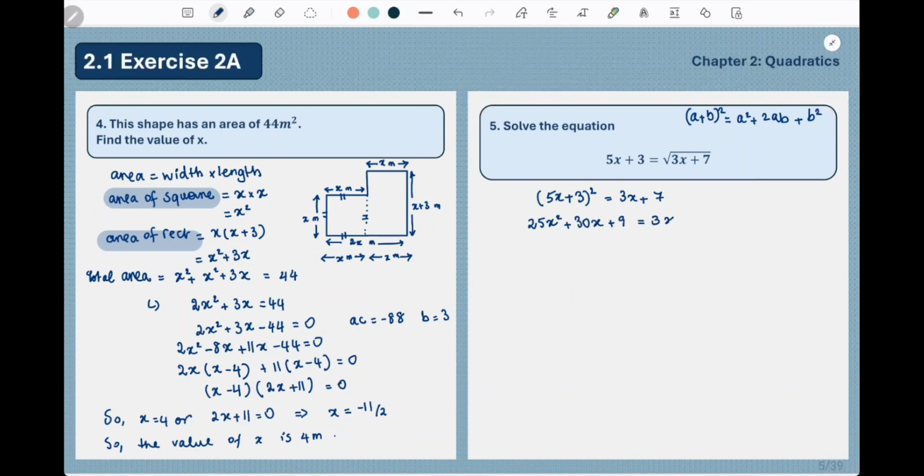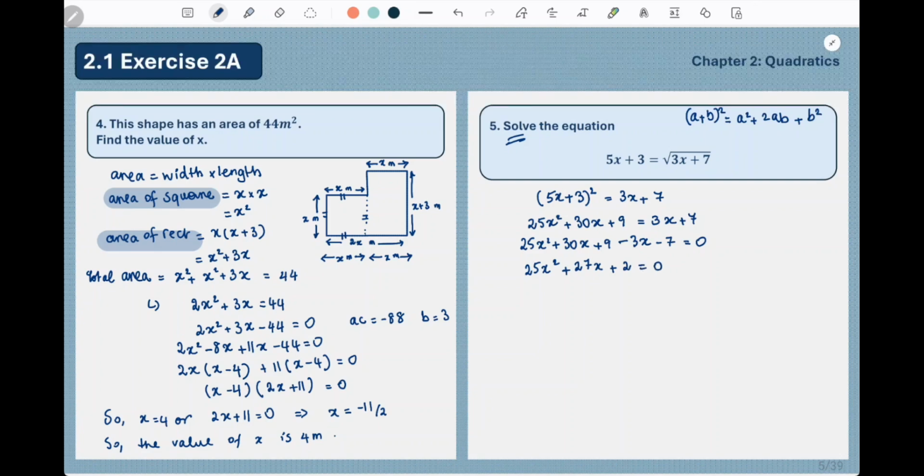Okay, and then this one over here. I'm going to move everything to one side, so it's going to be minus 3x minus 7, equal to 0, and so I can actually solve the equation. 25x squared plus 30x plus 9 minus 3x minus 7 equal to 0. Now we have to simplify before we solve. 25x squared will stay the same. 30x minus 3x is going to become 27x, and then 9 minus 7 is going to become plus 2, equal to 0.